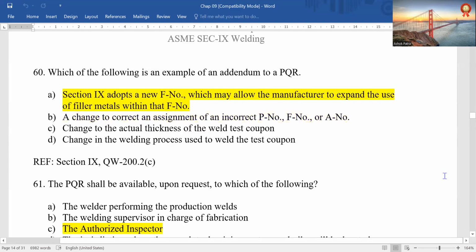Which of the following is an example of an addendum to a PQR? Section 9 adopts a new F number, which may allow the manufacturer to expand the use of filler metal within that F number.